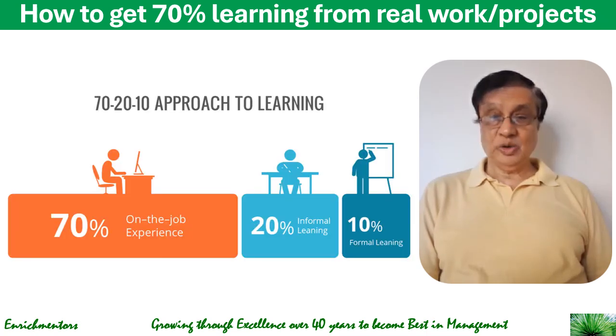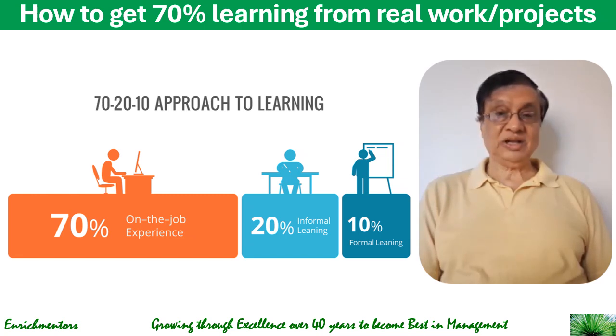The idea of getting 70% learning from real work or projects comes from a widely used 70-20-10 learning model, originally developed by the Center for Creative Leadership. It suggests that effective professionals' growth happens mainly through experience, not only courses. The 70% comes from real work and projects, 20% from learning from others like peers and mentors, and 10% from formal learning like courses and books. The challenge is not just doing the work, but turning work into deliberate learning. How to do that is what we will talk about in this lecture.